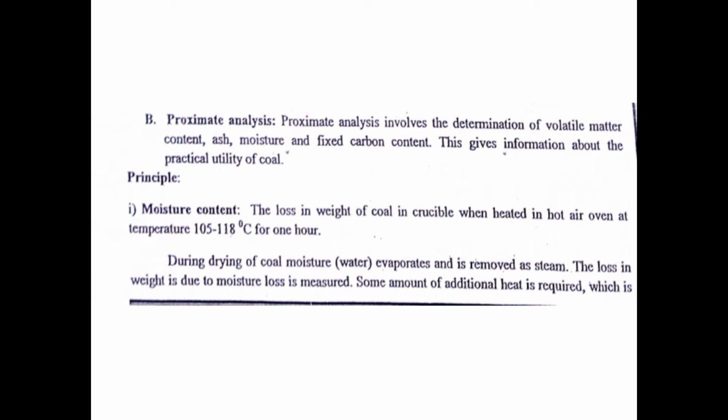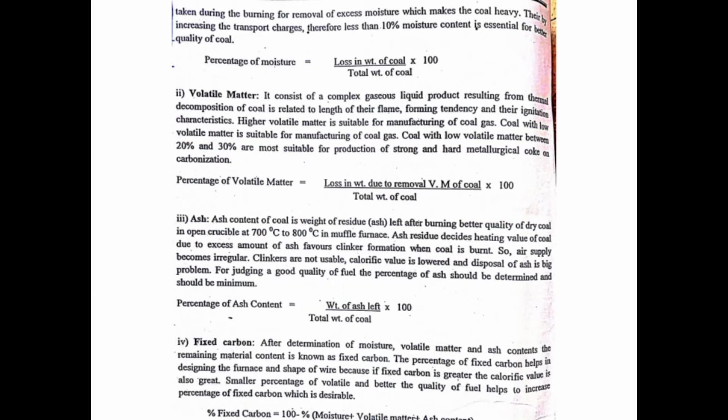For measuring moisture content, we take 1 gram of coal sample in a crucible, which is placed inside an electric hot air oven at a temperature of 105 to 110 degrees Celsius for 1 hour. And after this process is completed, we use the formula: percentage of moisture is calculated as loss in weight of coal upon total weight of coal into 100.